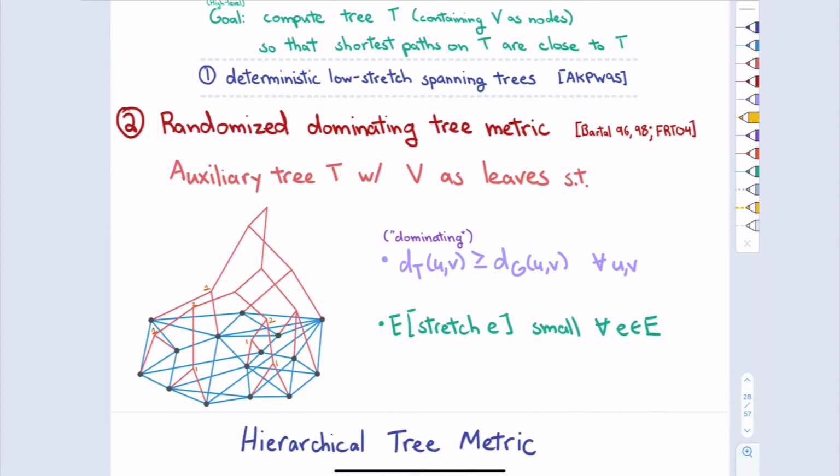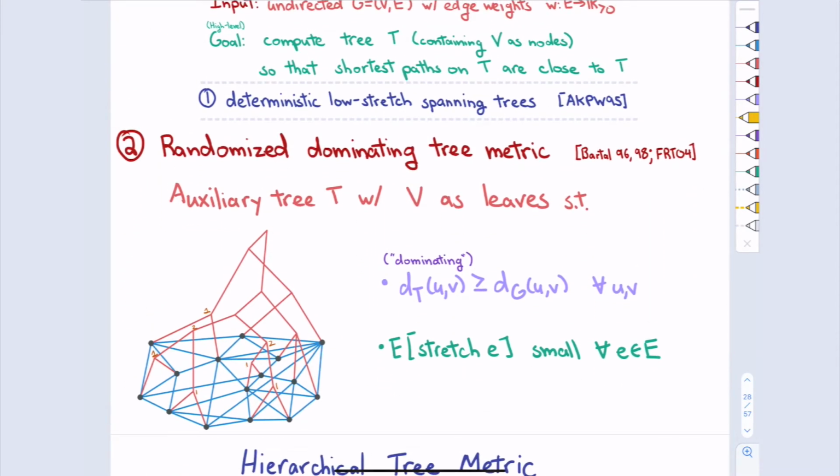The one we'll focus on, it's actually a little stronger, is going to be a randomized dominating tree metric. But again, we're going to do an auxiliary tree. So I guess here blue was supposed to be the original graph, and then red is the auxiliary tree. And it's going to be dominated in the sense that the distances in the tree will be bigger than distances in the graph for the reasons we've already discussed.